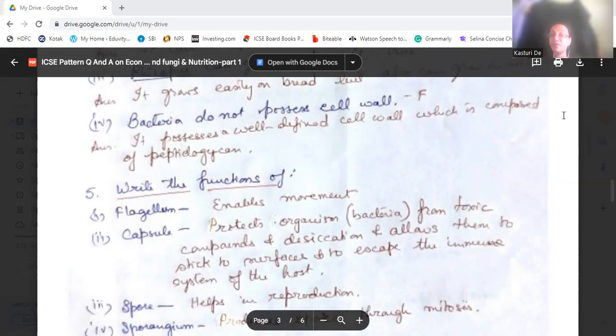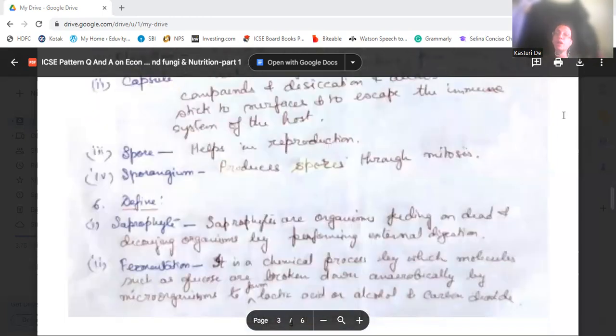Then capsule: it protects the organism, especially bacteria, from toxic compounds and from drying, that is desiccation, and allows them to stick to surfaces and to escape the immune system of the host. Where it lies, the immune system can destroy the organism, so to protect itself, this capsule helps it. Then spore formation: it helps in reproduction, and sporangium produces the spores through mitosis.